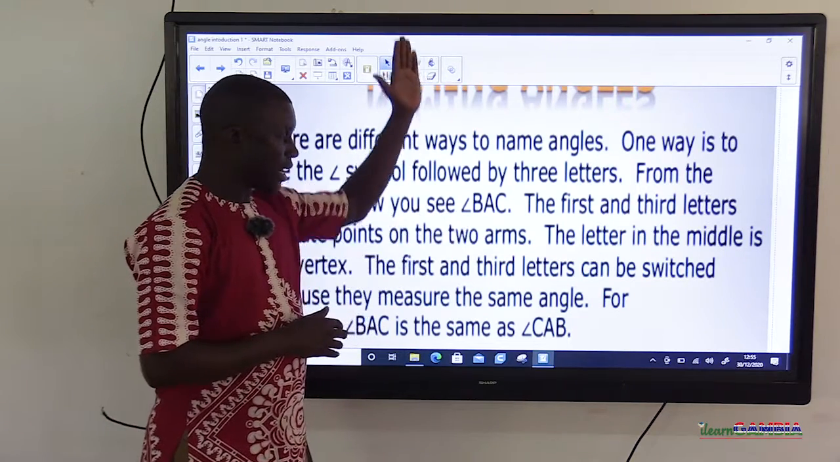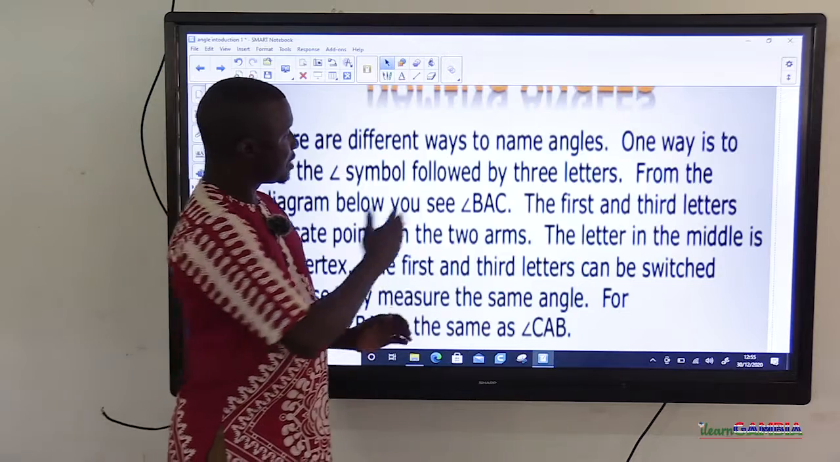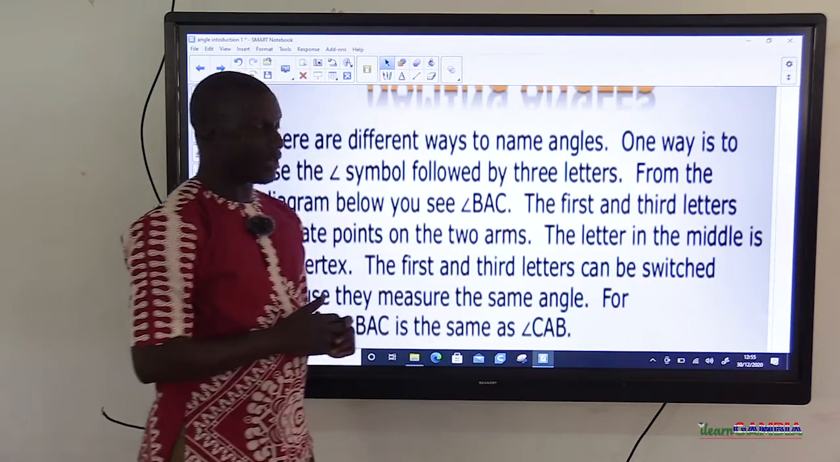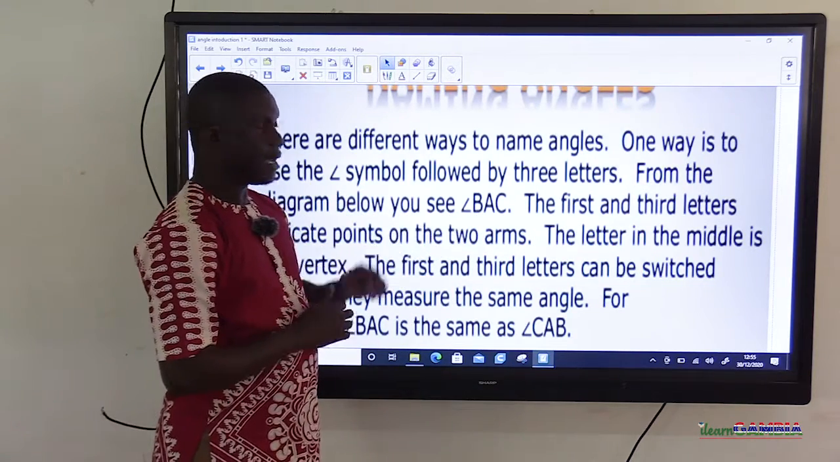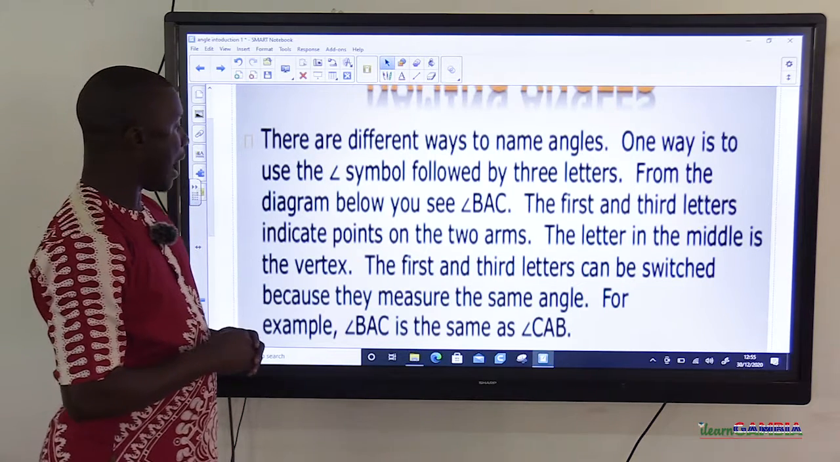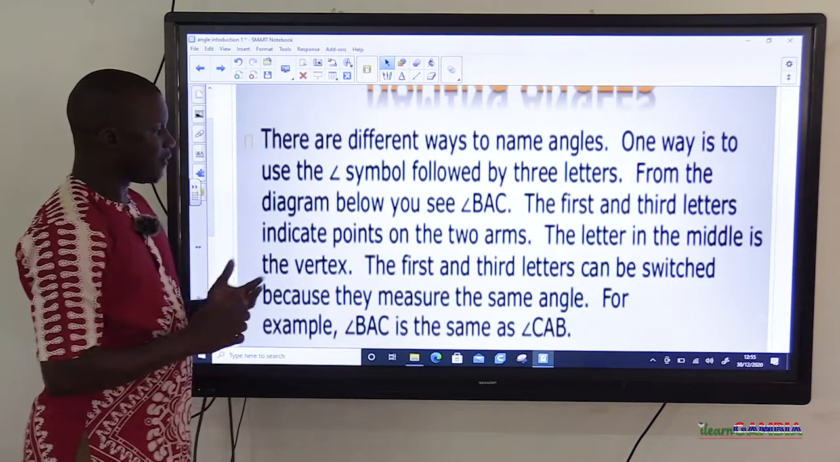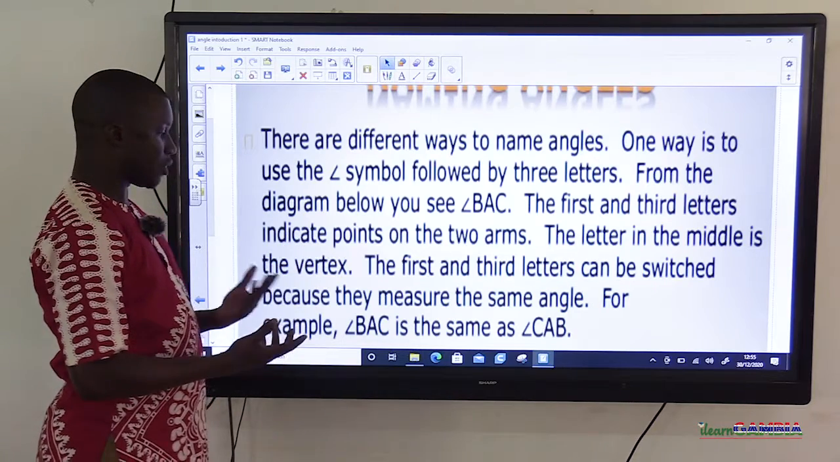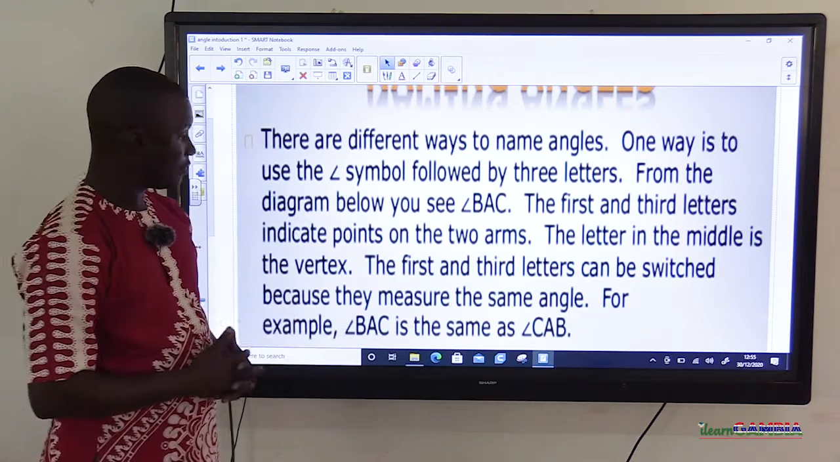B tells you that's one arm of the angle. C shows you that's another arm of the angle. And A is the vertex, where the two arms meet. The first and the third can be switched because they measure the same angle.